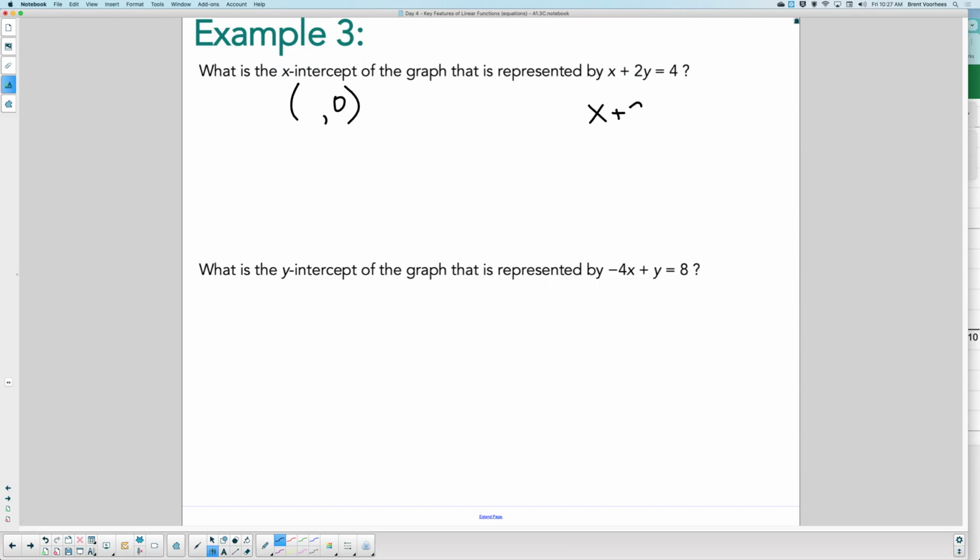Now, do I actually have to write it out like this? No, what can you do whenever you're substituting in a 0? Cross it out. And so what would my x-intercept here? I don't have to do any extra work. What is my x value going to equal? 4. My x would be 4.